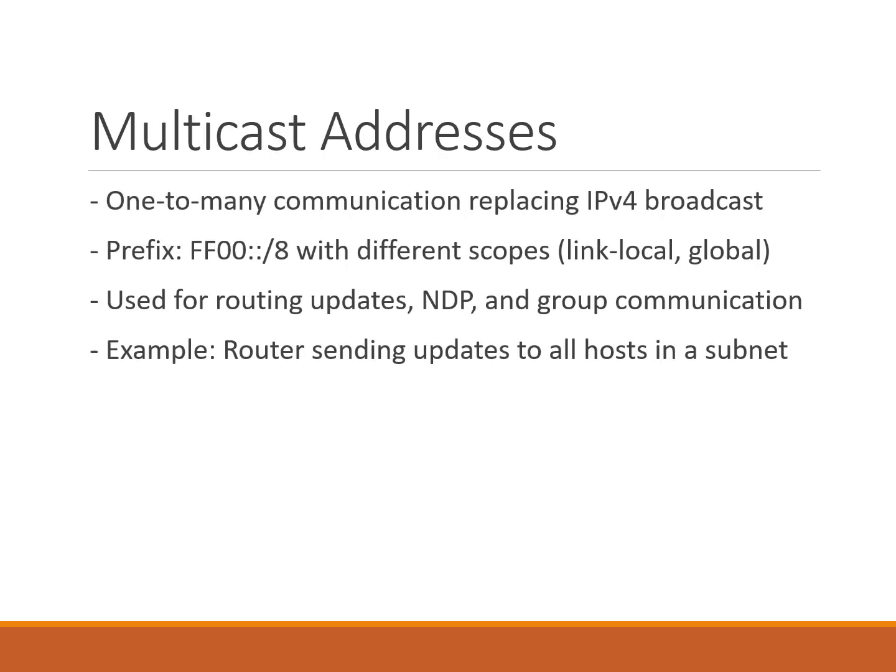Next, we have multicast addresses. These addresses are used for one-to-many communication, replacing IPv4's broadcast function, which was inefficient and created unnecessary traffic. Multicast addresses always begin with the prefix shown over here and can have different scopes like link local or global. They are commonly used for routing updates and the IPv6 neighbor discovery protocol.